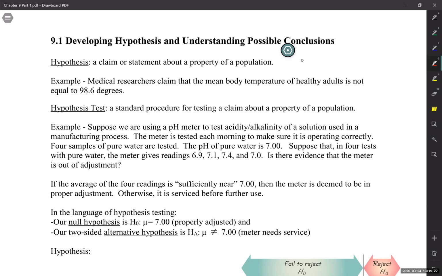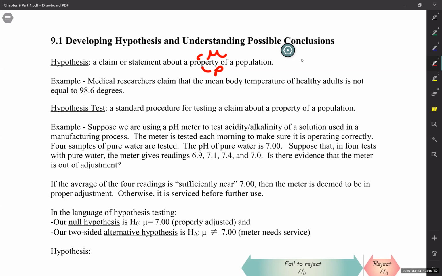So a hypothesis is just like in science. It's a claim or statement about a property of a population. So property meaning the mean or the proportion. That's what we're going to be talking about in this section in this class. And so just an example of a claim, what a claim would look like.